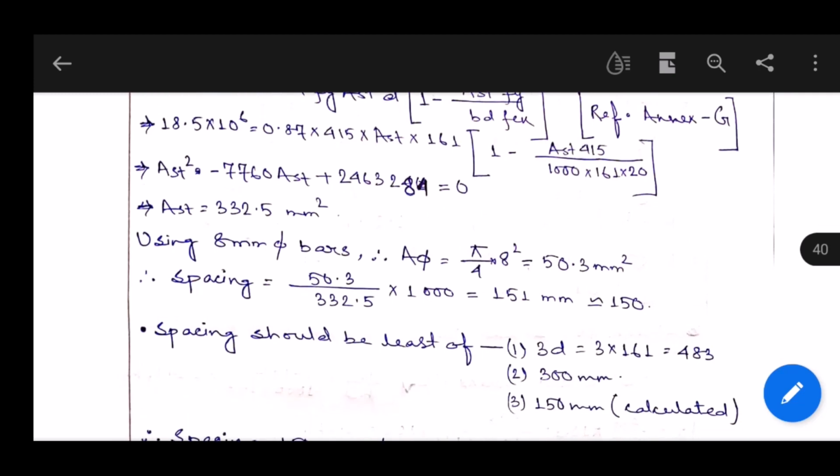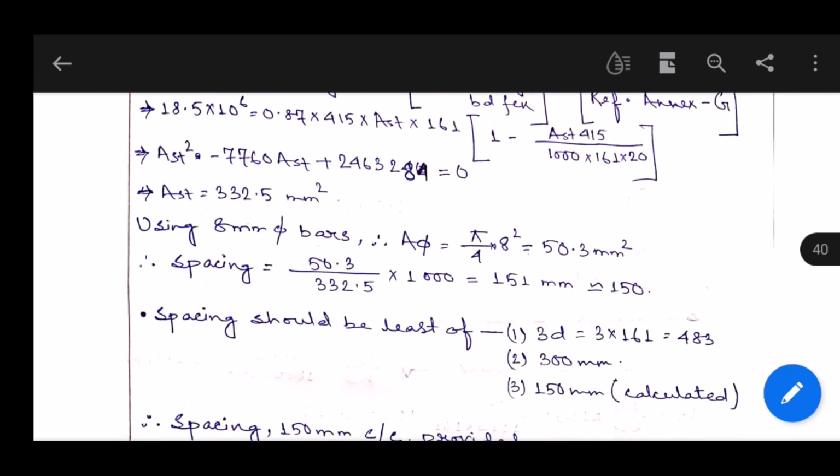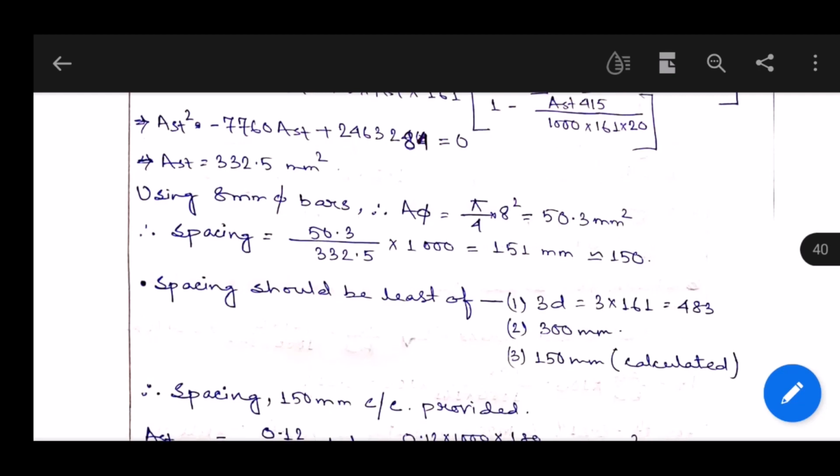So as per clause, spacing should be the least of 3 into depth, 3d, that is 3 into 161, that is equals to 483, or 300 mm, or which we have calculated, that is 150 mm. So among these three, the least value is 150 mm, so spacing of 150 mm center to center will be provided.